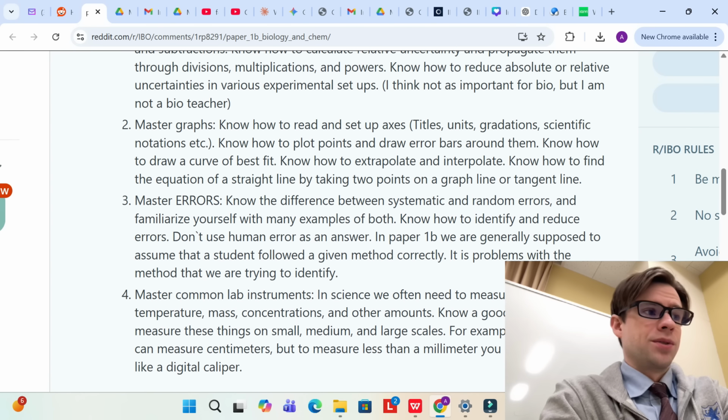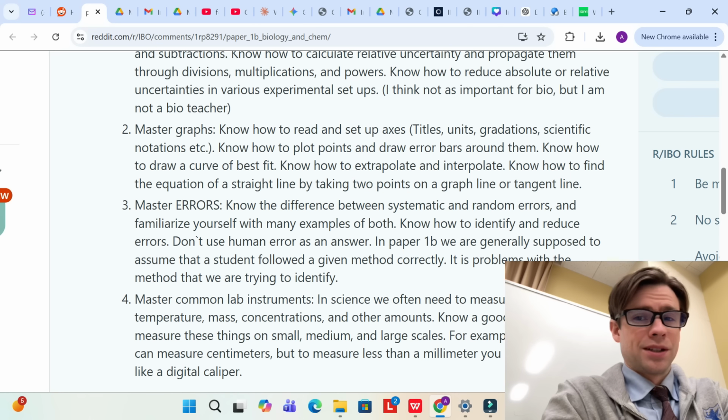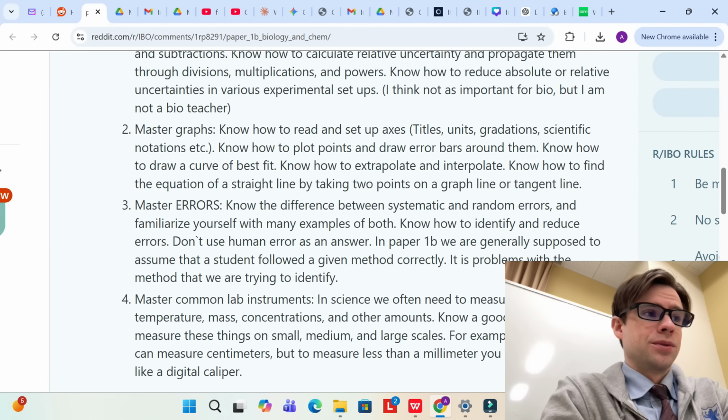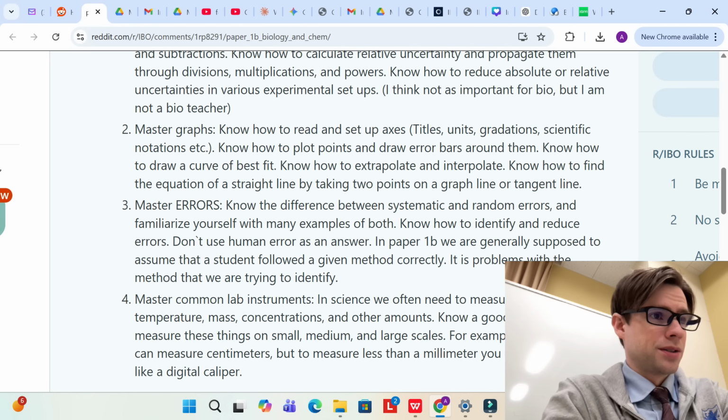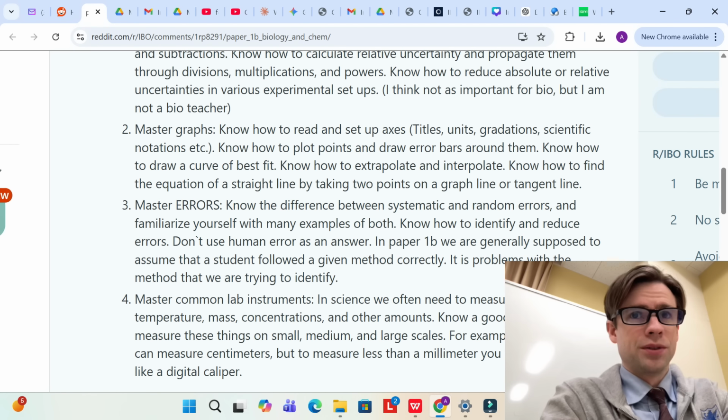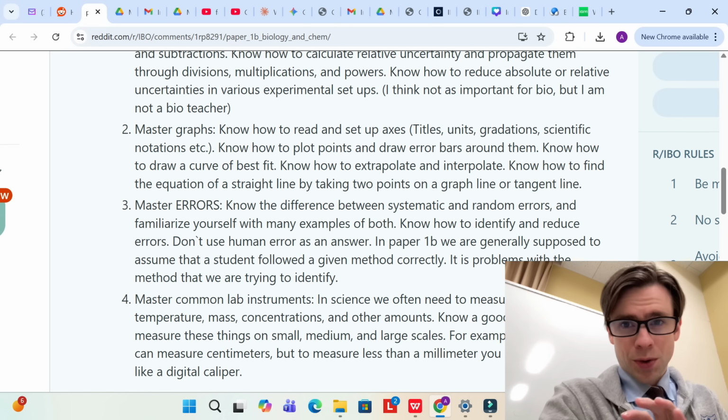Next, number 2, master graphs. So know how to read and set up your graph with an x-axis, y-axis, how to label them, title the whole graph, write units, choose or set up good gradations. That's like the space between squares or lines. How to use scientific notation, and oftentimes graphs will have something written in scientific notation on the axis. You need to know how to transfer that into the equations you might be using.